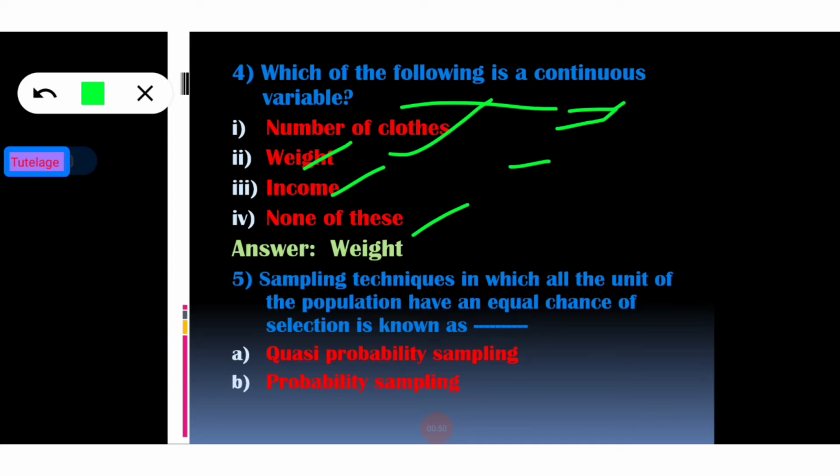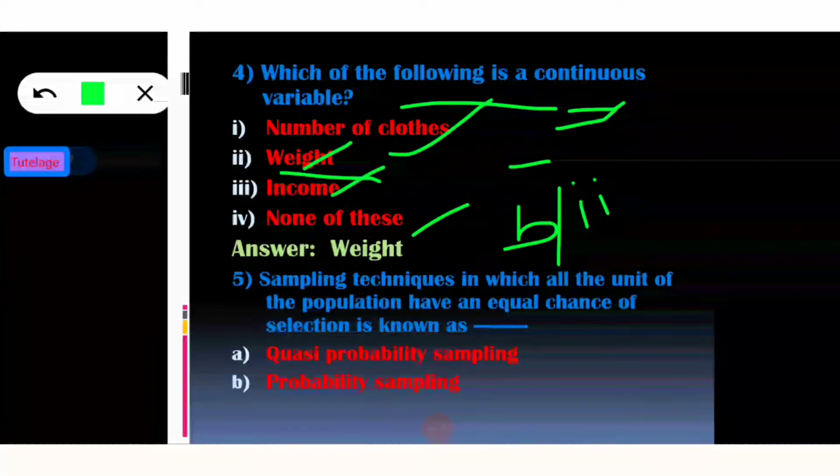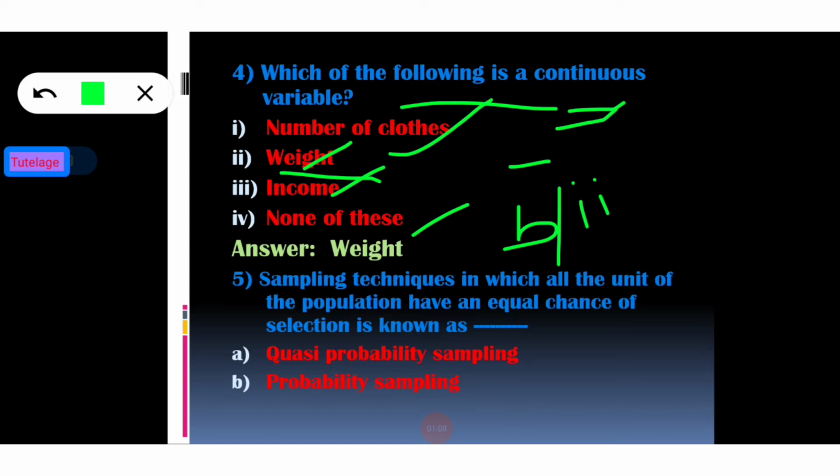That means it includes decimals as well. So weight is the correct answer for this particular question. So option number B or 2 is the correct answer. Among these options, weight of the individual is the correct example of a continuous variable. Now move on to the next question.